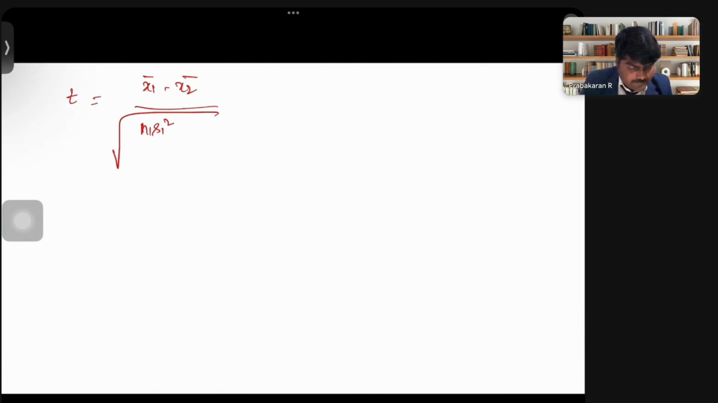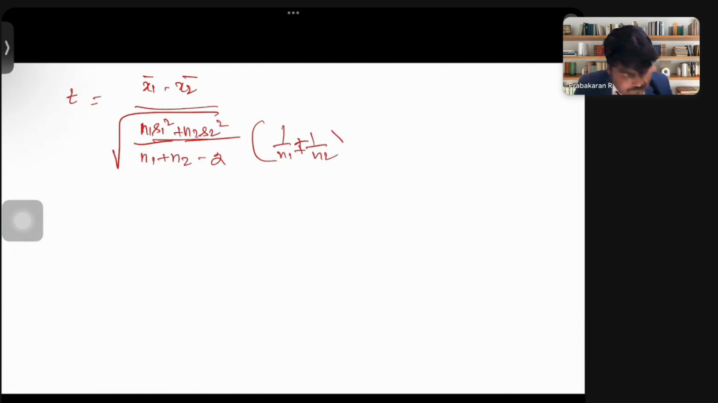So the t-test. First write the formula: x1 bar minus x2 bar divided by the square root of (n1 s1 square plus n2 s2 square) divided by (n1 plus n2 minus 2), times (1 by n1 plus 1 by n2). This is the formula.